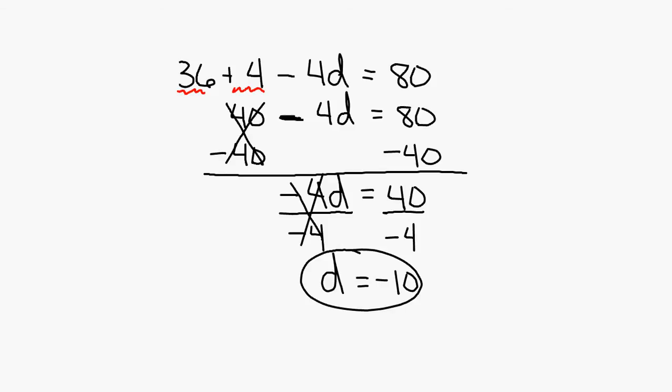And it doesn't matter whether the variables and constants are all on the left side or all on the right side. So let's do one with some like terms on the right-hand side. 15 is equal to 5 plus 3b minus 12.